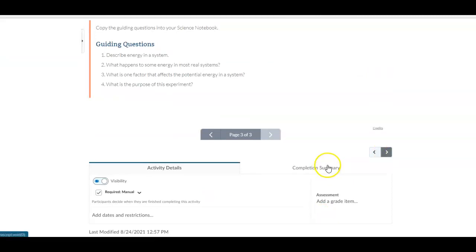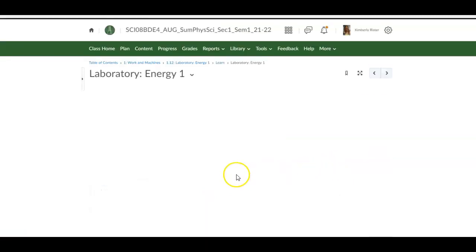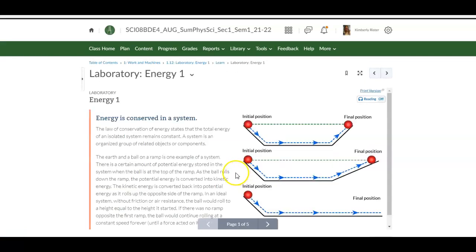So as we get into the experiment part of the lesson, it is a simulation again. So it is something you're watching and manipulating on the screen. You are not doing this finding a marble and a ramp on your own.